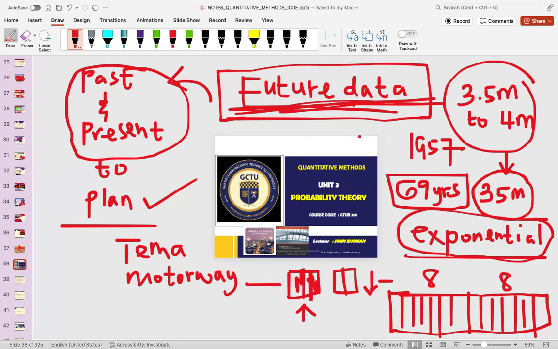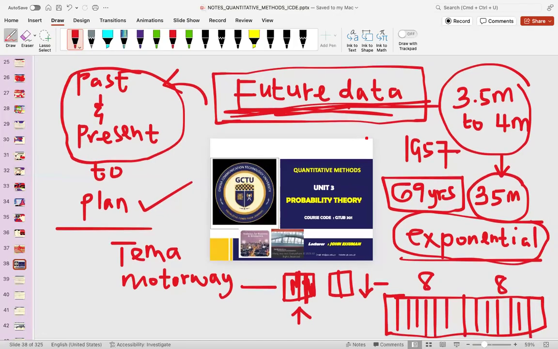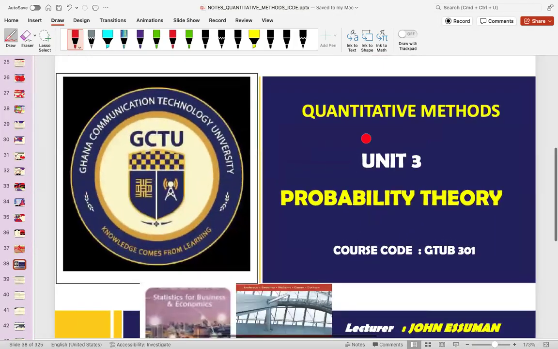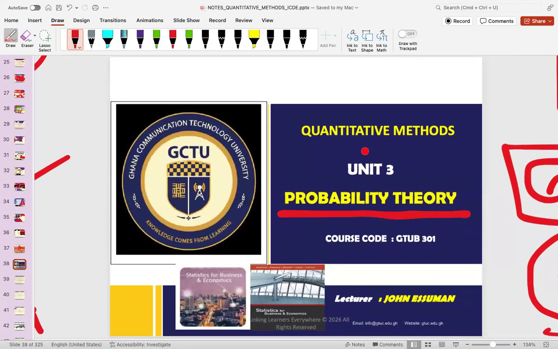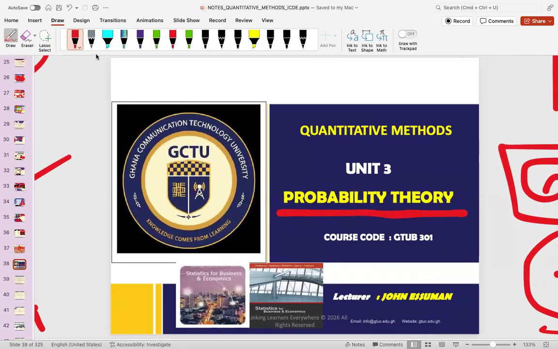As a result, we want to have an idea of how this future data is planned by treating our new topic today called the probability theory. Probability theory is used to generate future data, and then you can go ahead and plan with the future data.